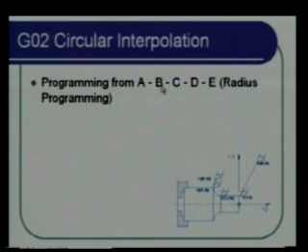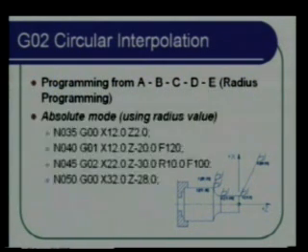A to B is rapid, B to C is linear interpolation, C to D is circular interpolation, and then D to E is rapid. Okay, so using an absolute mode, what we have is G00, that is the rapid, A to B, X12, Z2 at this point. Then from there linear interpolation, so G01, X12.0, Z minus 20, F120, and then circular interpolation, we use G02 along the circular clockwise direction because it is moving like this.